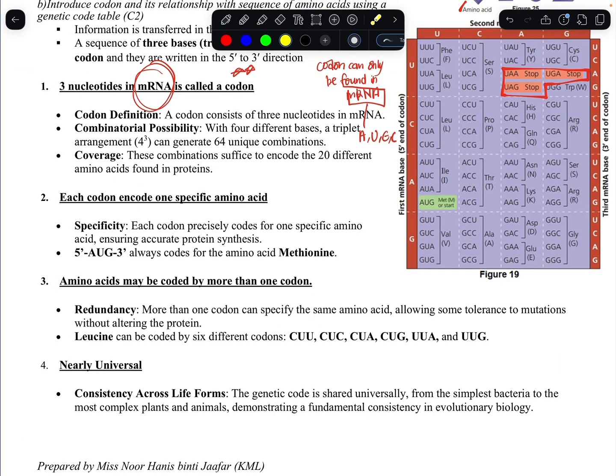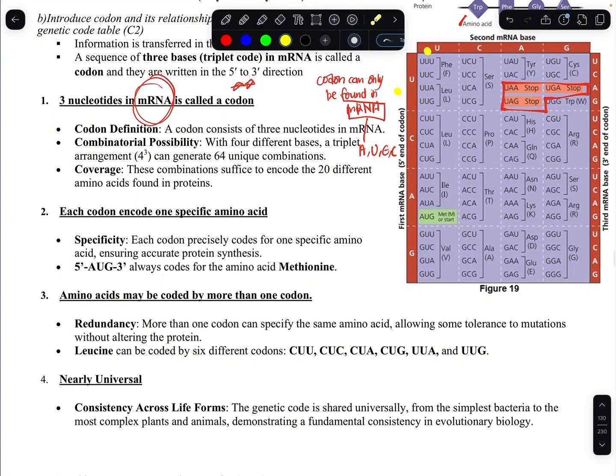Yang kedua, setiap codon ini akan encode one specific amino acid. So contoh AUG sentiasa methionine. Okay, kita ambil lagi contoh lain. UUU sentiasa phenylalanine. Mustahil kamu nampak UUU coding untuk amino acid lain. Mustahil. Dia memang specific only for one amino acid.